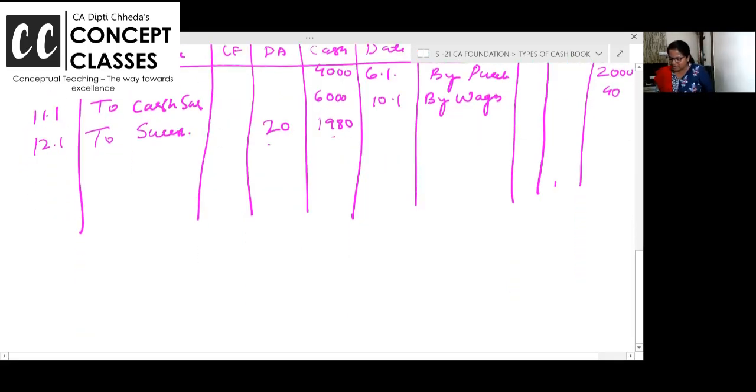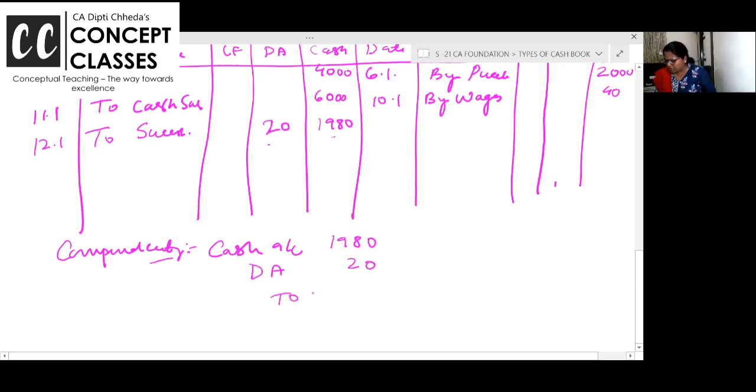This is the first entry you are writing, no? So you can write the journal entry. Compound entry. In fact, लिखो थोड़ा 4 लाइन छोड़ के लिखना. You still have entries to be done. Compound entry. Cash account debit 1980. Discount allowed account debit 20. To Suresh 2000. Suresh account is settled for 2000. Check for yourself. Cash is coming in only 1980 in full and final settlement.